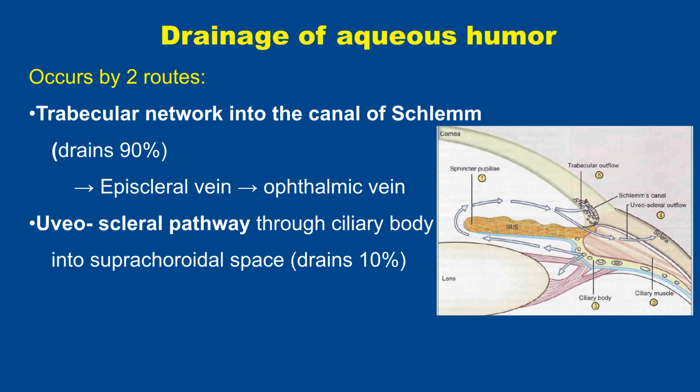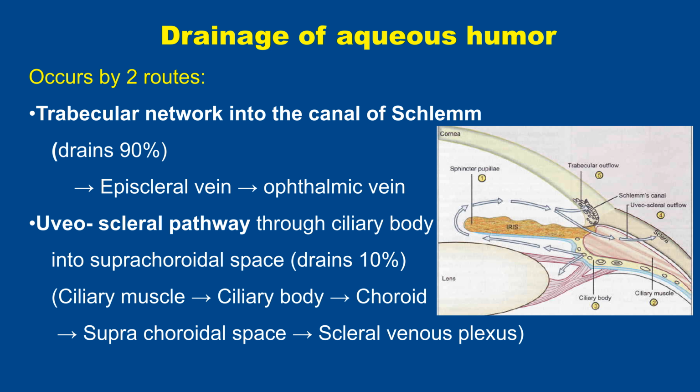This includes aqueous humor draining into the ciliary muscles, passing to the ciliary body, then from the ciliary body to the choroid, and from the choroid further draining into the suprachoroidal space, and finally into the scleral venous plexus.